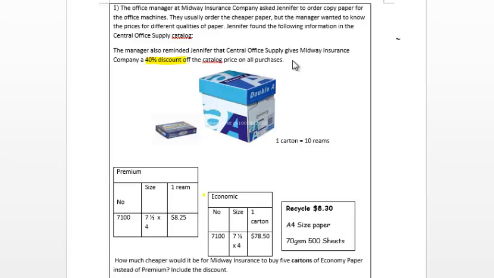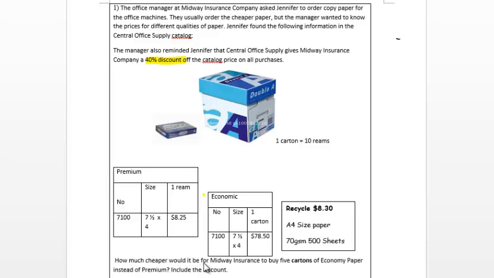The manager also reminded Jennifer that the central office supply gives Midway Insurance Company a 40% discount of the catalogue prices of all purchases. Okay, now there are three types of quality paper. First is the premium, next is the economic, and third is the recycle. Okay, so there are three qualities of paper. So now let's read the question again.